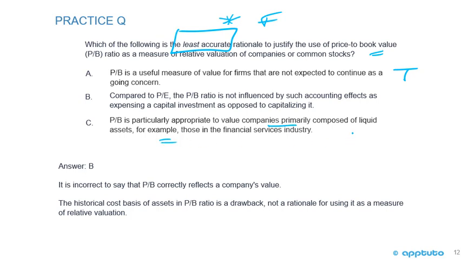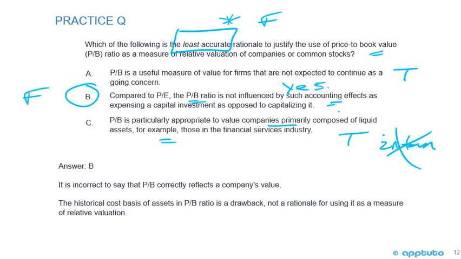Yes, we said that's also true because it's not appropriate if there's a lot of intangibles which are hard to calculate. So therefore, B must be the false and therefore the correct answer. So it says compared to PE, the PB ratio is not influenced by such accounting effects. Yes, it is influenced by accounting effects. Again, the accountants will get that one right. Price to book ratio is influenced by accounting effects such as expensing, because assets equals liabilities plus equity. If you're going to expense versus capitalize, that's going to affect your assets and your liabilities, etc. Okay? So that's the last slide for this LOS. Thank you.